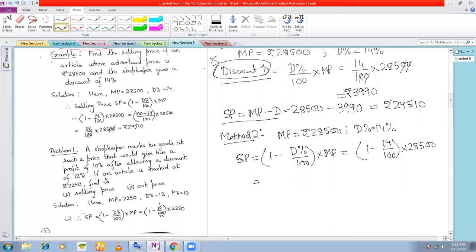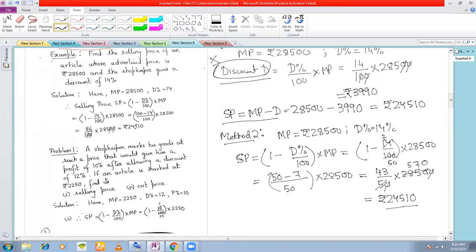Okay, so now you can calculate from here, cancel this. So you get, take the LCM, 50 minus 7, into 28,500, which is equal to 43 by 50 into 28,500. Now you can cancel once again. 5 will cancel. 570 times 43. So again, you'll get 24,510. And that is the selling price.